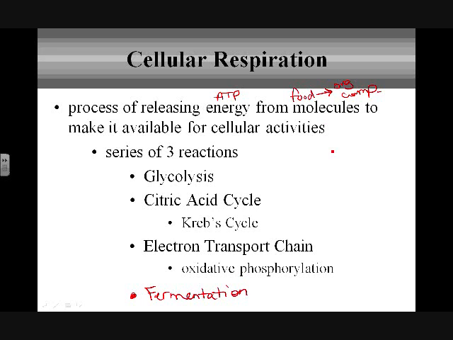And I also want to point out that what's going to come out of cellular respiration, depending on what type of cellular respiration is occurring, cellular respiration is going to produce carbon dioxide, water, as we already said, ATP, which is that chemical energy that we're looking for, and it's also going to produce some heat.